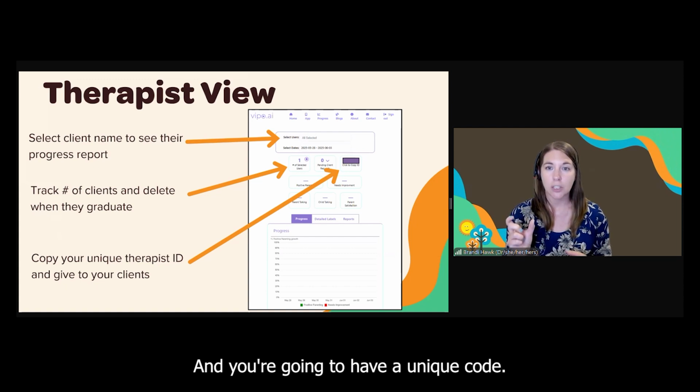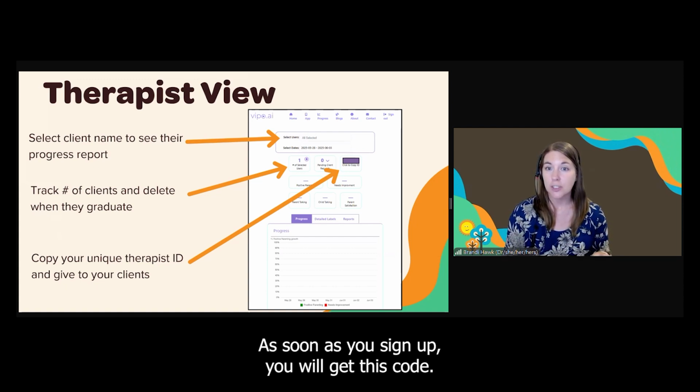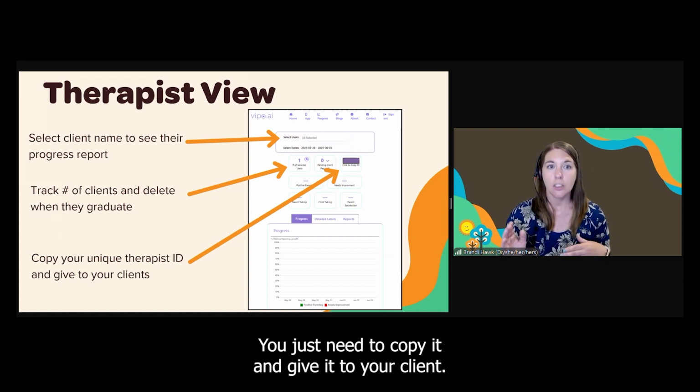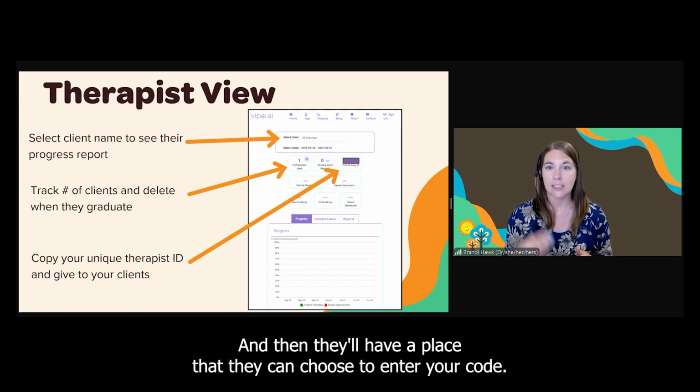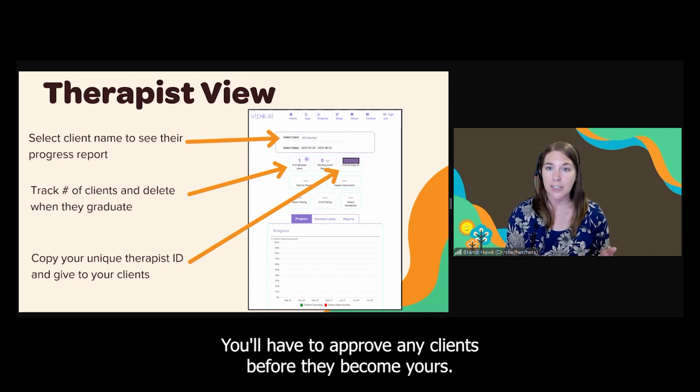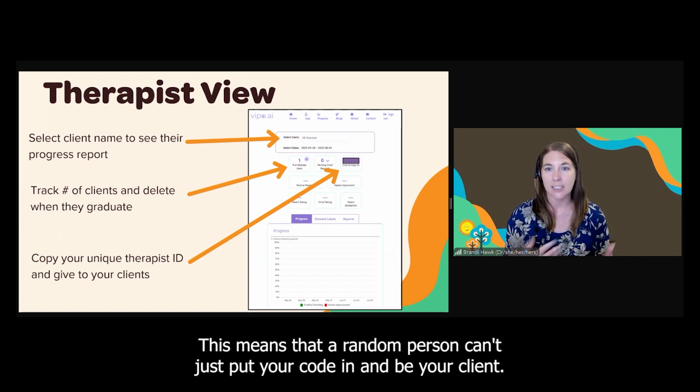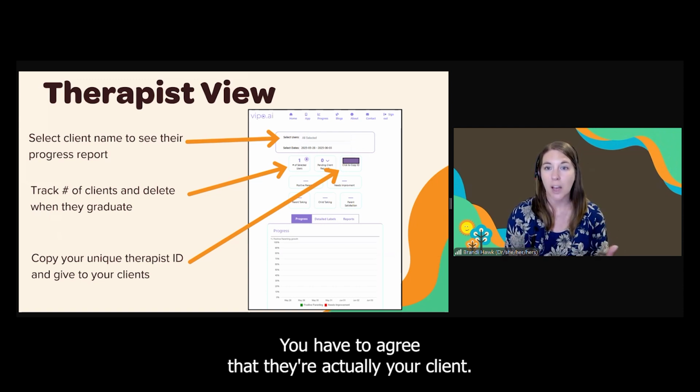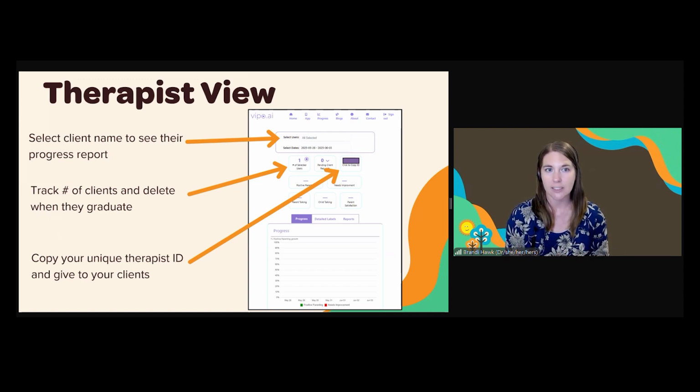And you're going to have a unique code. As soon as you sign up, you will get this code. You just need to copy it and give it to your client, and then they'll have a place where they can choose to enter your code. You'll have to approve any clients before they become yours. This means that a random person can't just put your code in and be your client. You have to agree that they're actually your client.